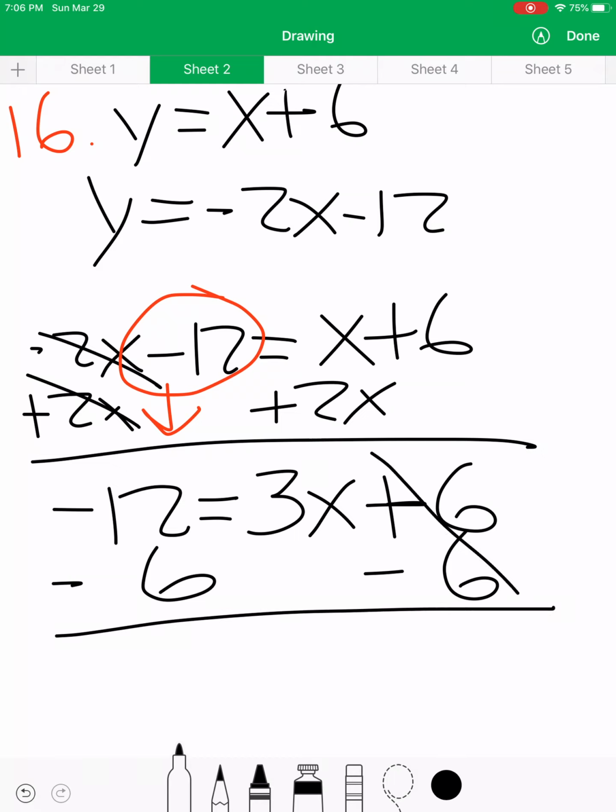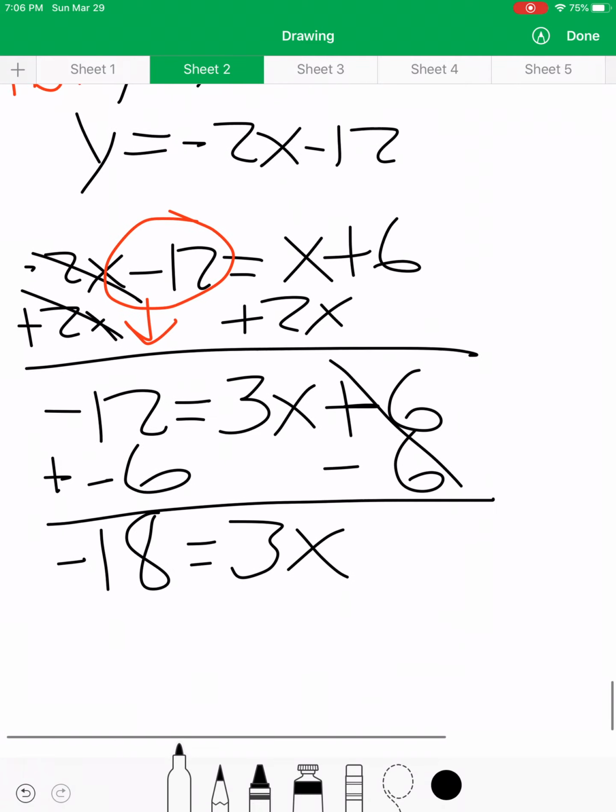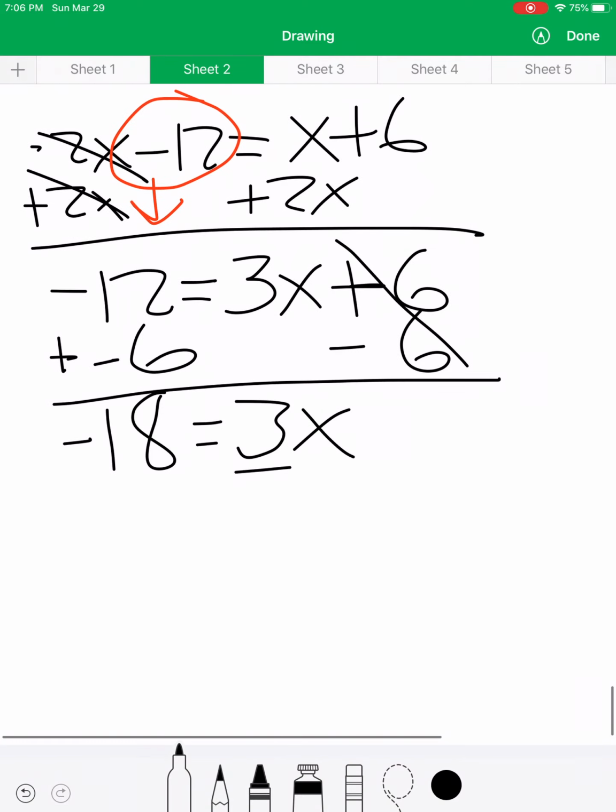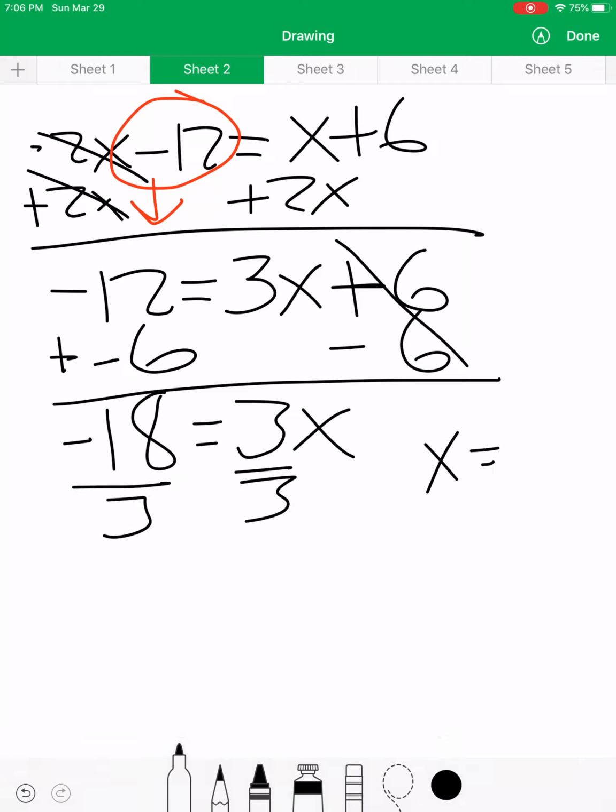All right, as you can tell, you really have to know your negatives. Keep, switch, change. Easy as that. Negative 18 equals 3x. When you go to solve, you have to get x by itself, divide by 3, divide by 3. You have one negative, therefore you have a negative answer of negative 6. If you have an even amount of negatives, you have a positive answer.